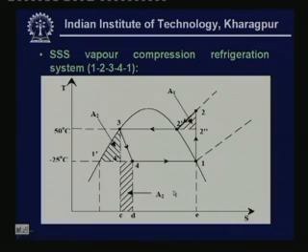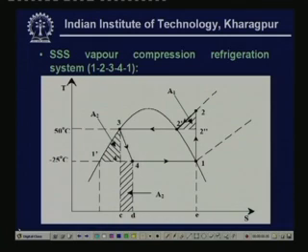Okay, this is a standard vapor compression refrigeration system. Here it is convenient to represent this on a T-S diagram. So, you can see that on the T-S diagram, cycle 1, 2, 3, 4 is your SSS cycle. Okay. So, 1 to 2 is your compression process, 2 to 3 is heat rejection in the condenser, 3 to 4 is the throttling process, and 4 to 1 is isobaric, isothermal heat extraction.